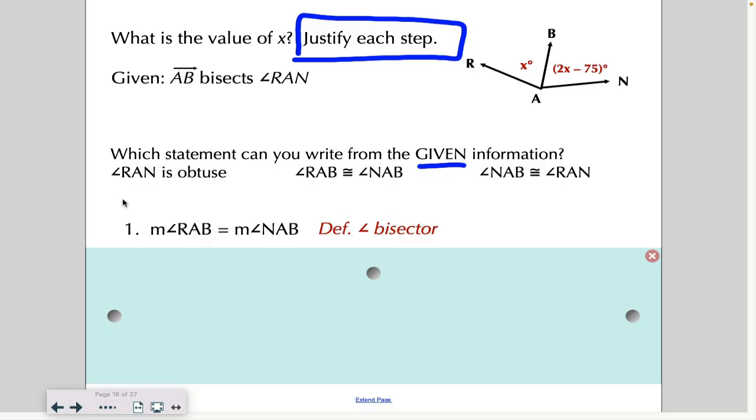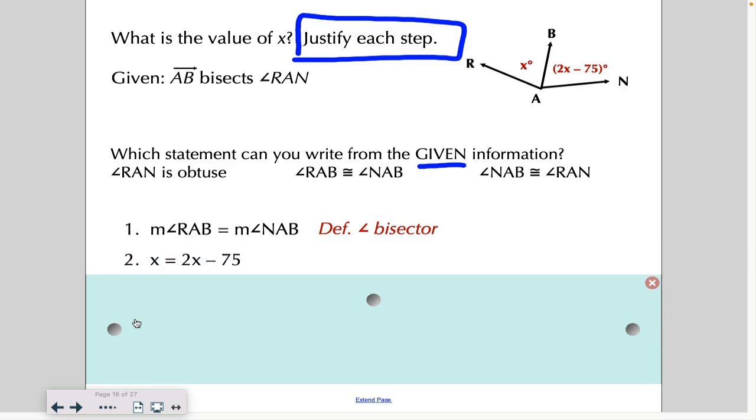Definition of angle bisector. I need you to write that down. This is where proofs get sticky. We're not given that those are equal to each other. We're given that it bisects. So why are we allowed to make this bold claim, which all of you made? It's the definition of an angle bisector.